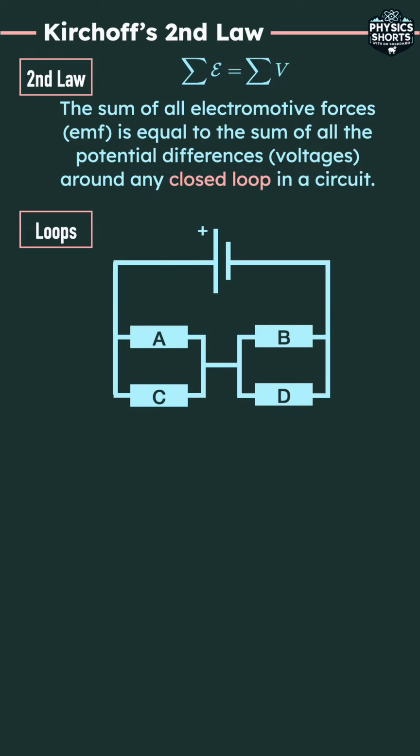Charge could leave the cell, go through resistors A and B, and then return to the cell. This is one possible loop. Or the charge could leave the cell, go through resistors A and D, then return to the cell, and this is a different possible loop. Or the charge could leave the cell, go through resistors C and B, then return to the cell, which is another loop. Or lastly, it could leave the cell, go through resistors C and D, and return to the cell. So there are 4 possible loops.